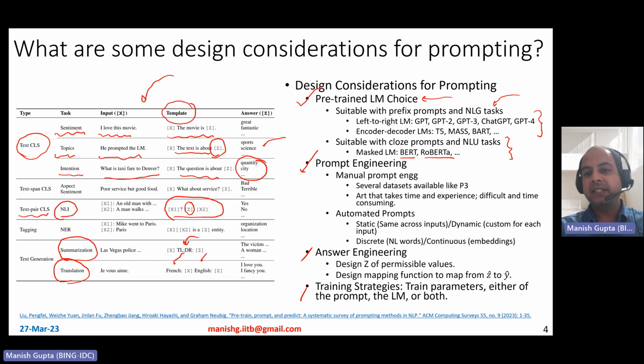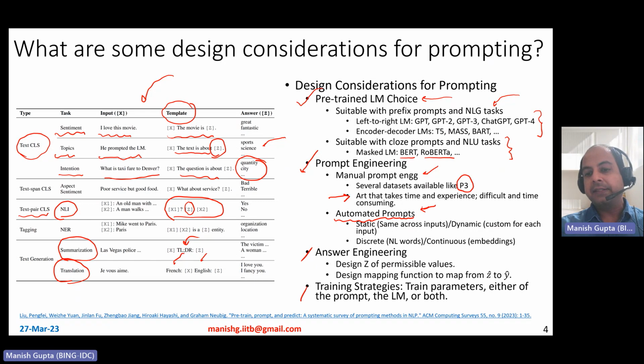Right? So you could basically do manual prompt engineering or automated prompts. For manual prompts, there are some datasets available like P3, which give you manually generated prompts. The interesting part about manual prompt engineering is that yes, it's an art and it takes time and experience. So it's sort of difficult because it's time consuming. It's manually done, right? Now, automated prompts, you can also create prompts automatically, and we'll discuss that in the next few slides.